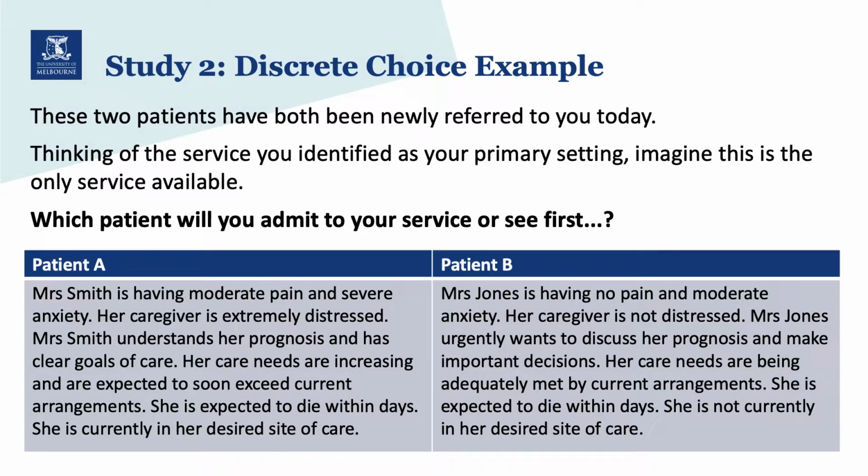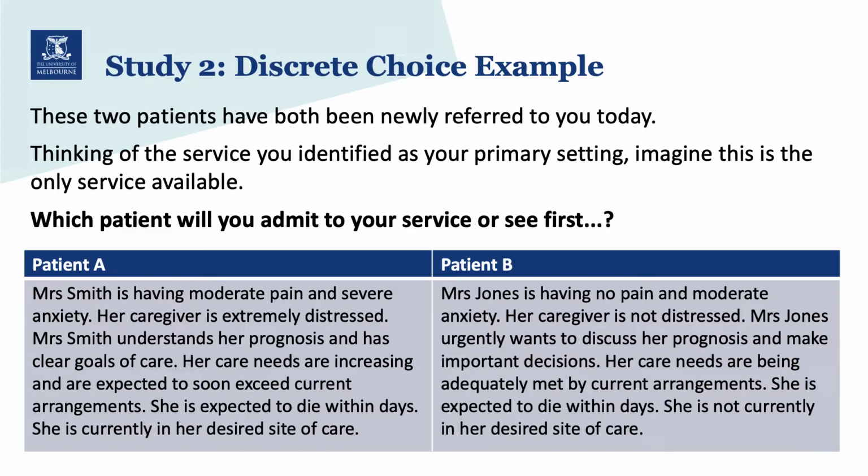So we've got patient A, who is Mrs. Smith, having moderate pain and severe anxiety. Her caregiver is extremely distressed. She understands her prognosis and has clear goals of care. Her care needs are increasing and expected to soon exceed current arrangements. She is expected to die within days, and she is currently in her desired site of care.